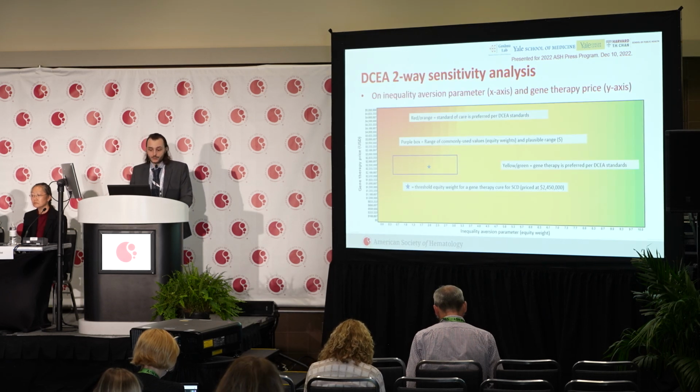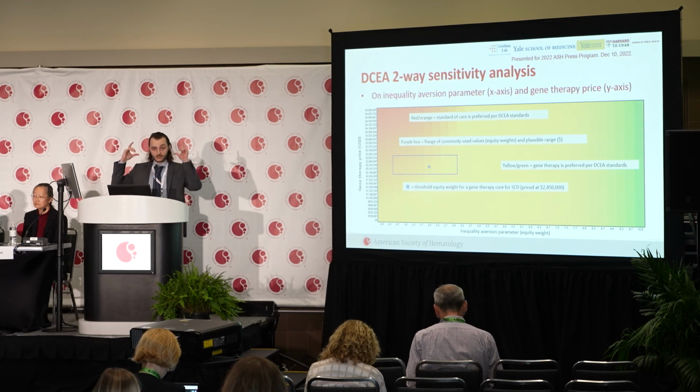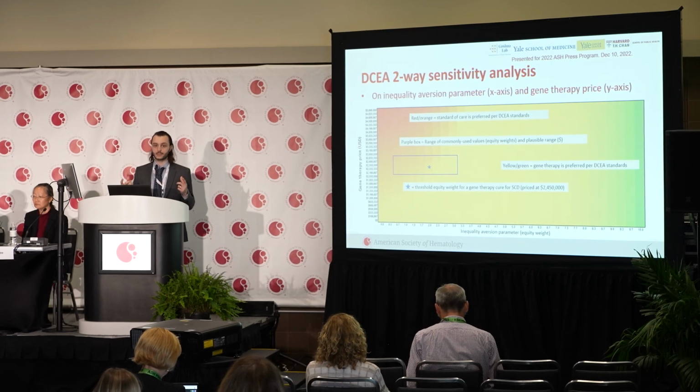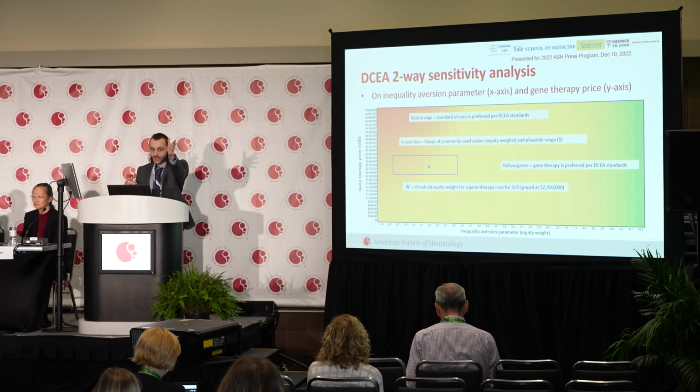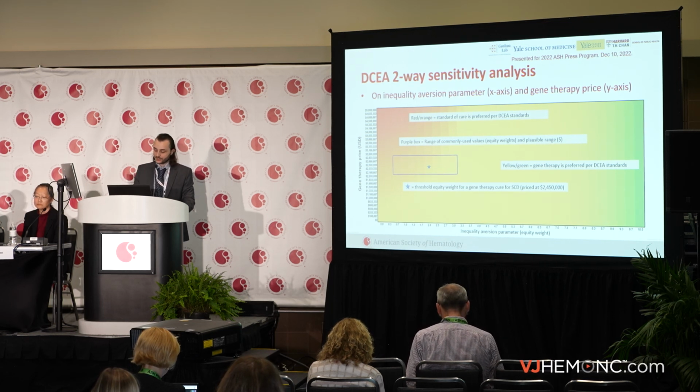So this is a DCEA 2-way sensitivity analysis. It's a heat map, color-coded to make it pretty. On the x-axis, you have the inequality aversion parameter. On the y-axis, you have gene therapy price. And if you actually take the established inequality aversion parameter, another word for that is inequity weight, and you go and say, okay, 0.5 to 3, what is the corresponding gene therapy price? And so that is what you'll see here. This is just the 2-way sensitivity analysis for the women, and you can see that that price point can go just a little bit north of $3 million.